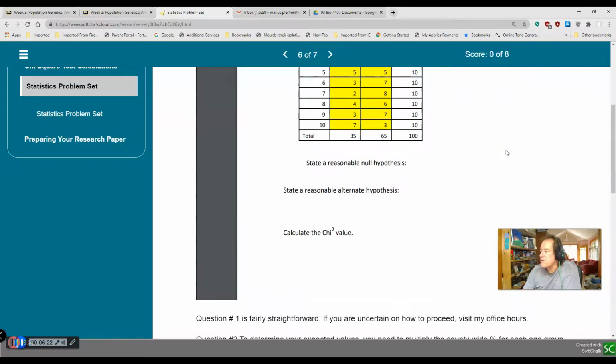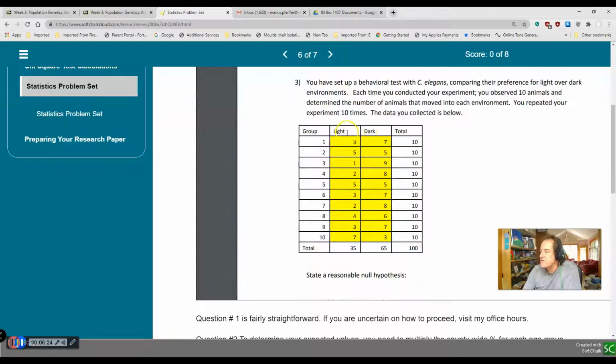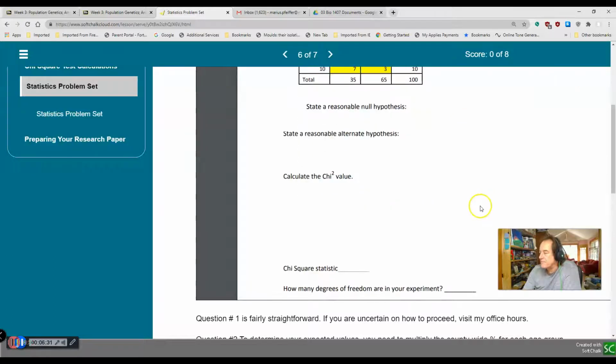In this situation up here, looking at light and dark, these are the two choices. So you've got two choices. Degrees of freedom is the number of choices minus 1.